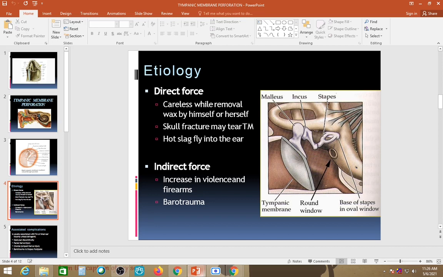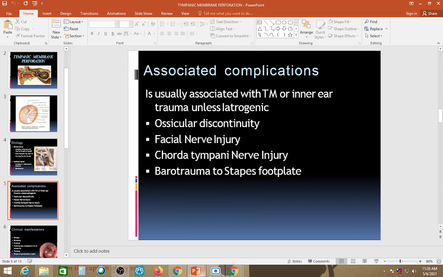Then comes the indirect force: increased violence, firearms, or barotrauma. Barotrauma is also one type of injury, okay? And these two, direct and indirect force, are the etiology of tympanic membrane perforation.